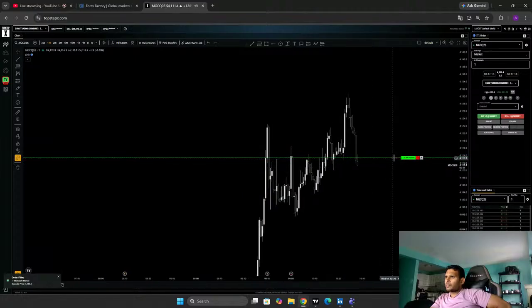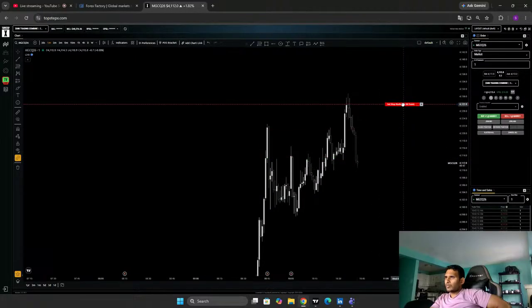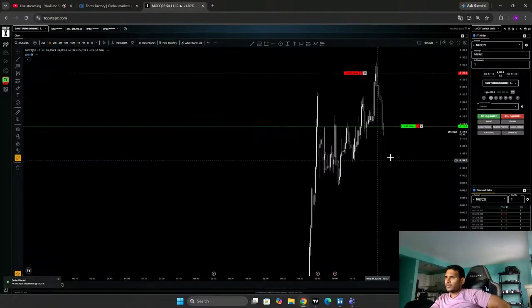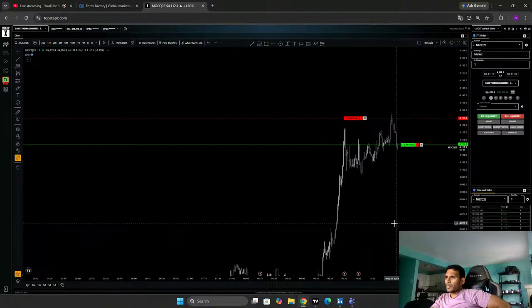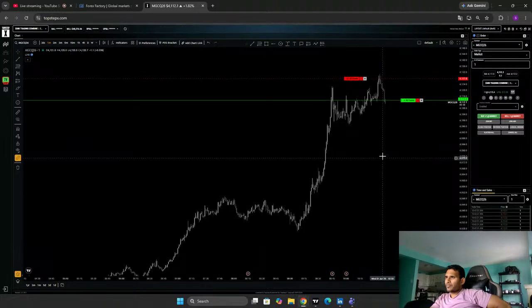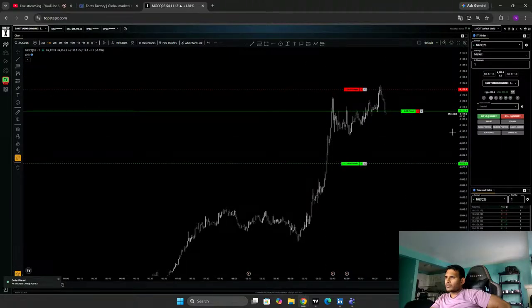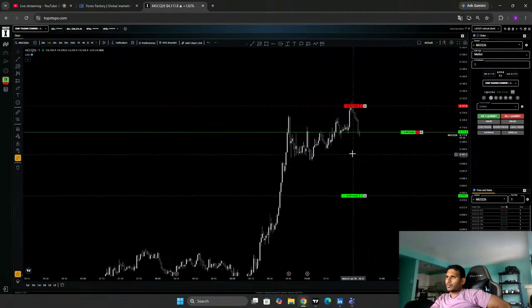We short market right at the inversion. Stop goes all the way up to that candle high. And we are targeting what? At least this 34 points. What would be great though?